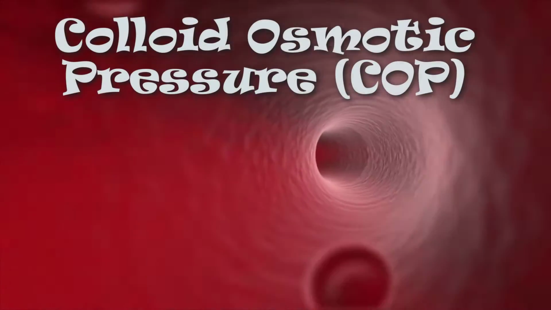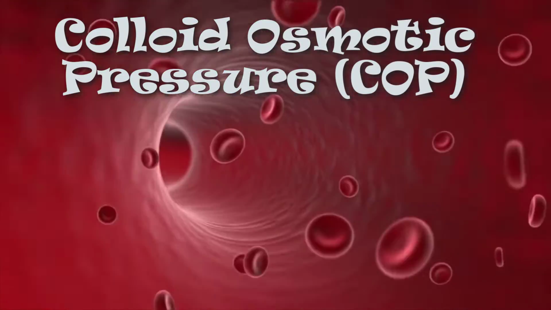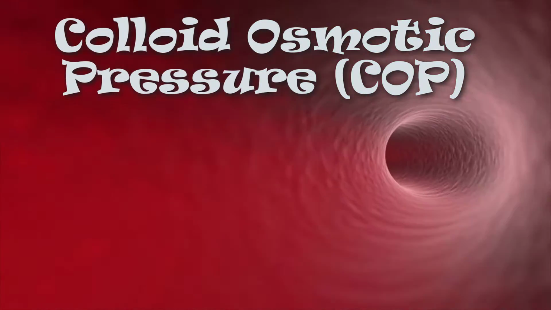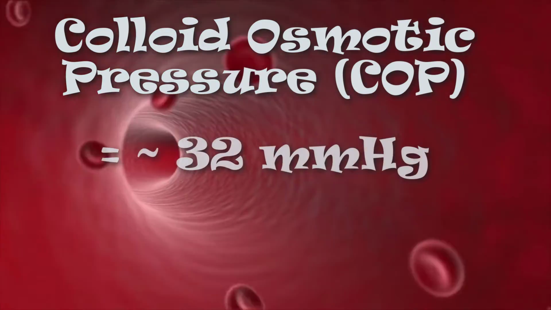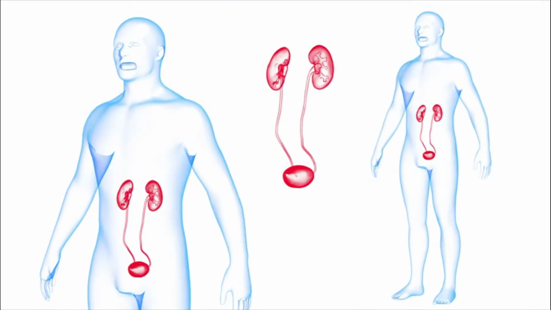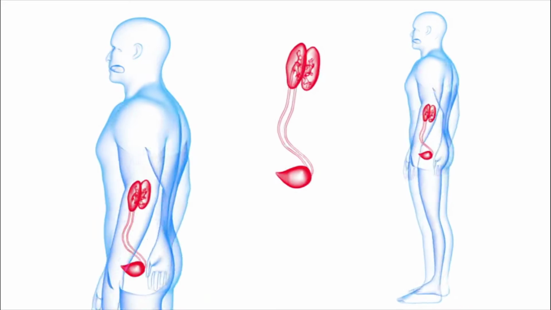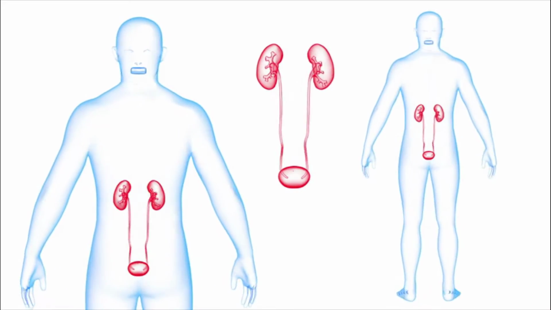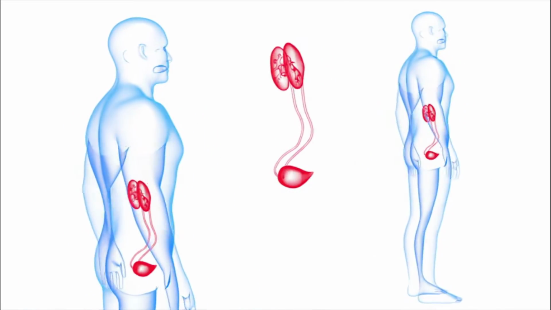The colloid osmotic pressure, or COP, of the blood is about the same here as anywhere else, and is 32 millimeters of mercury. The glomerular filtrate is almost protein-free and has no significant colloid osmotic pressure. However, this can change markedly in kidney diseases that allow protein to filter into the capsular space.